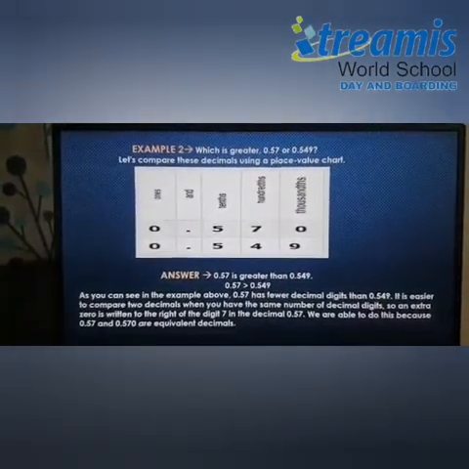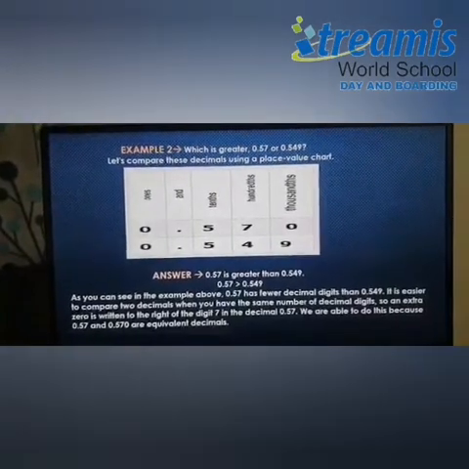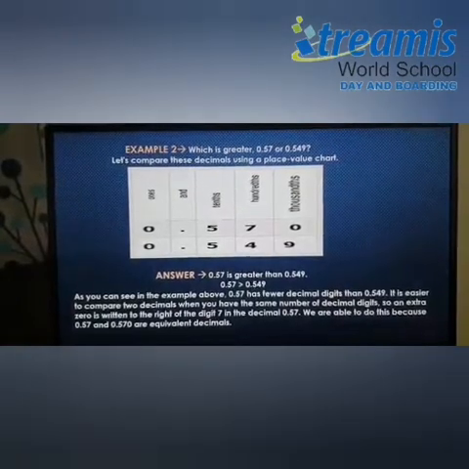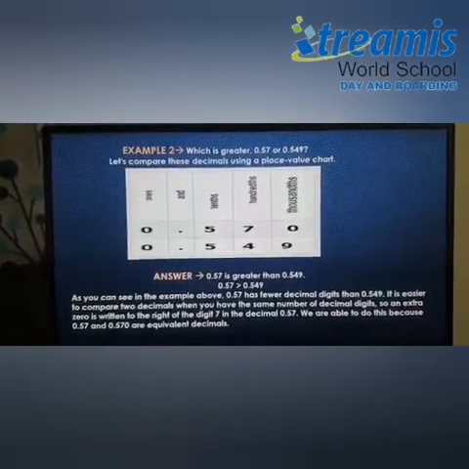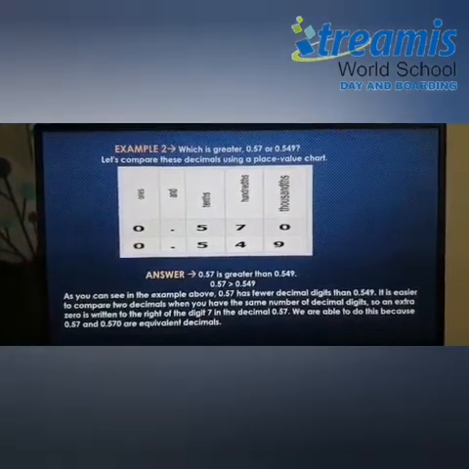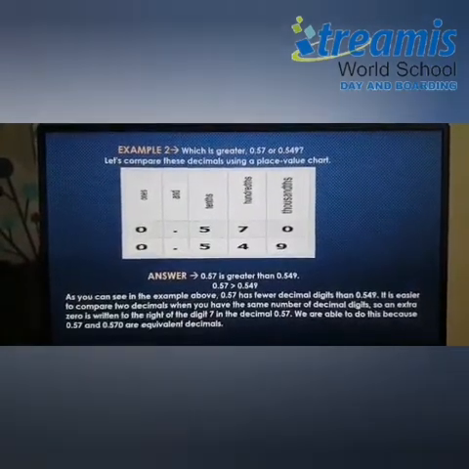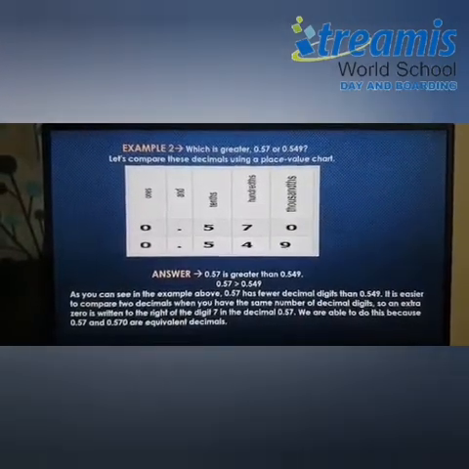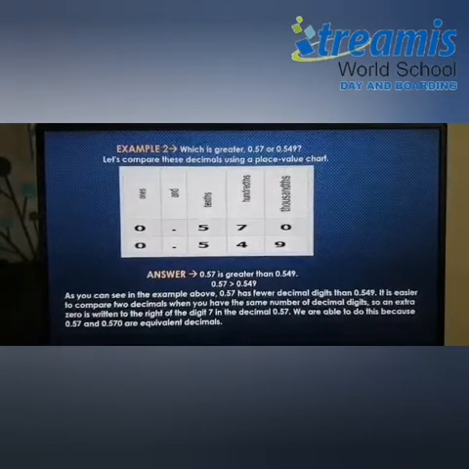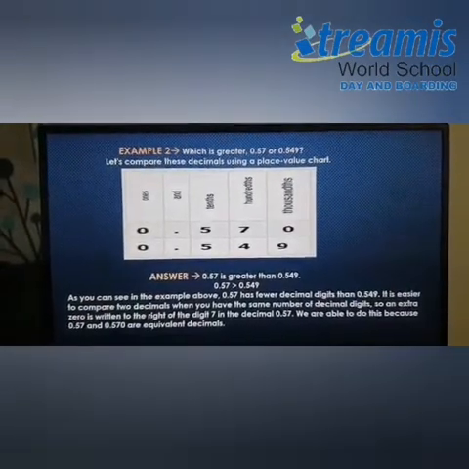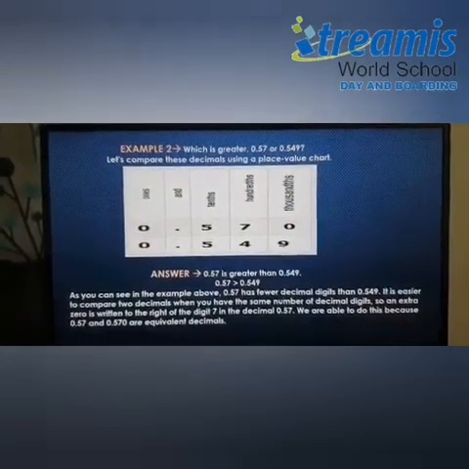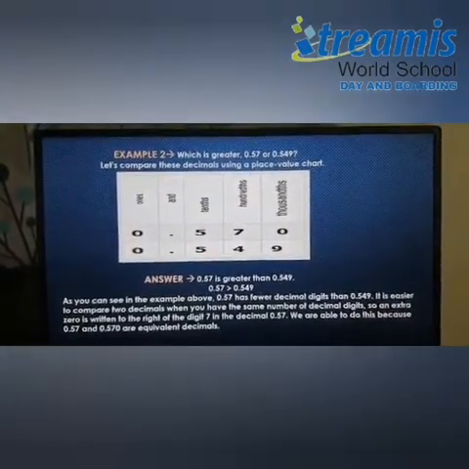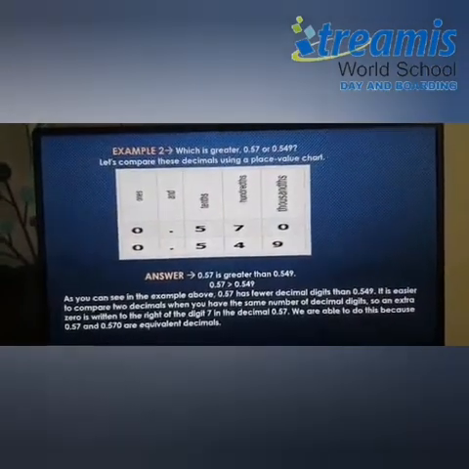So children, as you can see, after the decimal point in the tenths place, there is the number 5, which is the same for both the numbers. And in the hundredths place, there is 7 in one example, and in the other example it's 4. So as you know that 7 is greater than 4, it's obvious that 0.57 is greater than 0.549. Now the next example.